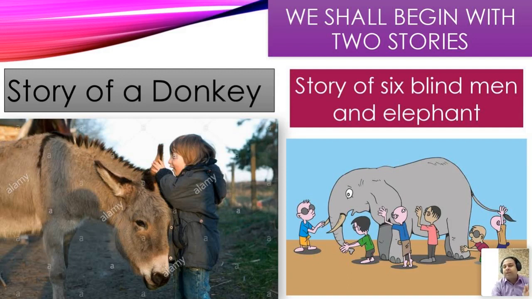Ultimately one individual came. He whispered something in the ear of the donkey. After that, the donkey started walking. So can you guess what he said? Can you guess what the person might have said? Can we have some very quick comments? Very quickly, because I need to move ahead with the next point.